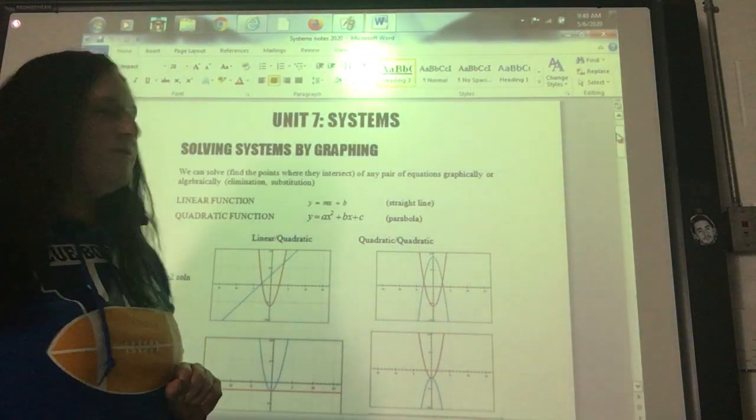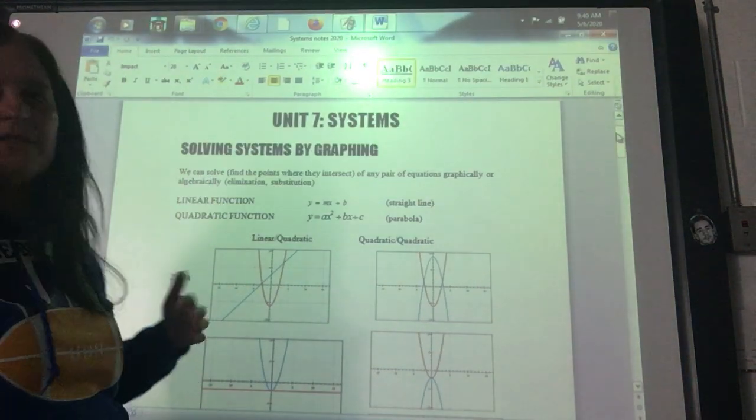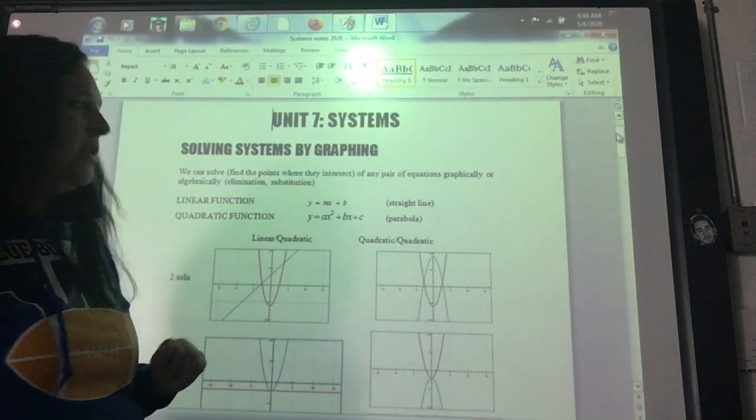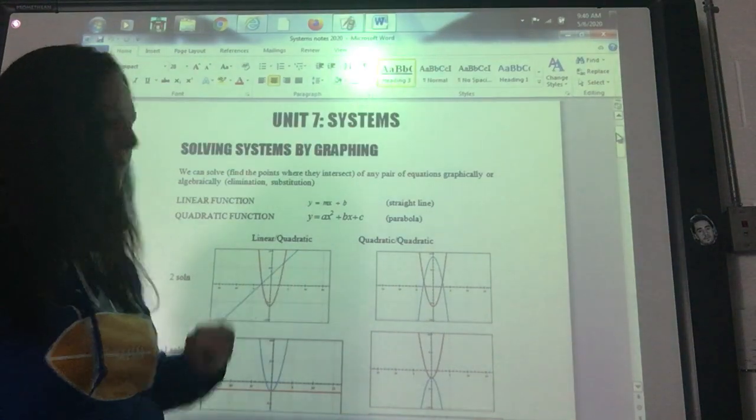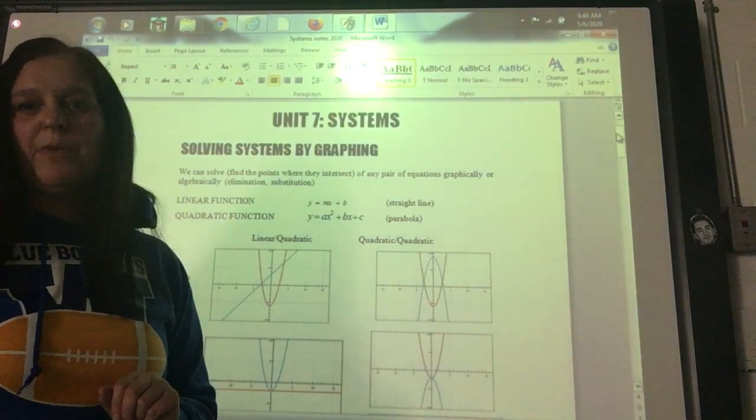We learned how to solve systems. So you know what that means. When we say solve a system, that just means we're looking for the points where they intersect. The intersection points of the 2 functions or 2 graphs will be their solutions.